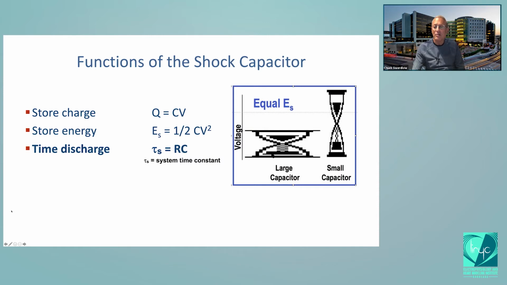It depends on the capacitance. Large capacitors will discharge more slowly. Small capacitors discharge more rapidly. And it depends on the electrical resistance in the shock pathway that you're delivering through, and we'll come to that later.